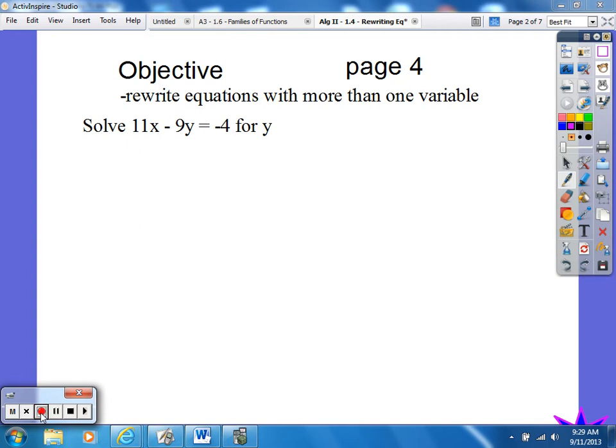So the first thing I do, I check for fractions. Because that panics us, right? Fraction. Do you see any? No. Okay, good. So then I look for addition or subtraction. Do I have addition or subtraction? Yeah, I see subtraction right there. So I'm trying to solve this for y. So I need to move the 11x to the other side. How do I do that? I'm going to subtract it.